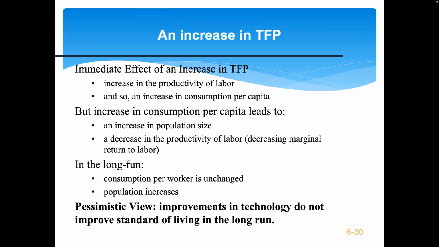In this world, the immediate effect of an increase in TFP is going to increase productive labor and increase consumption per capita. But this is going to be very transitory, meaning the impact won't be long-lasting. This is because right after you have a temporary prosperity, you're going to have a fast-growing population. This fast-growing population is going to decrease land per worker. That's going to decrease the productivity.